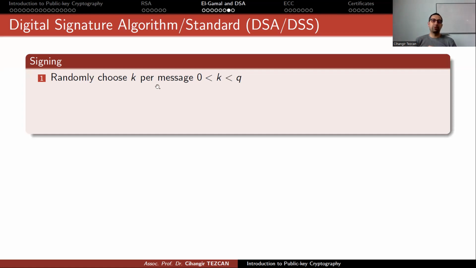So this is very, very important. In every implementation, this is the part you need to check, if it is really random and if the same number is never used twice. But we were talking about signing.